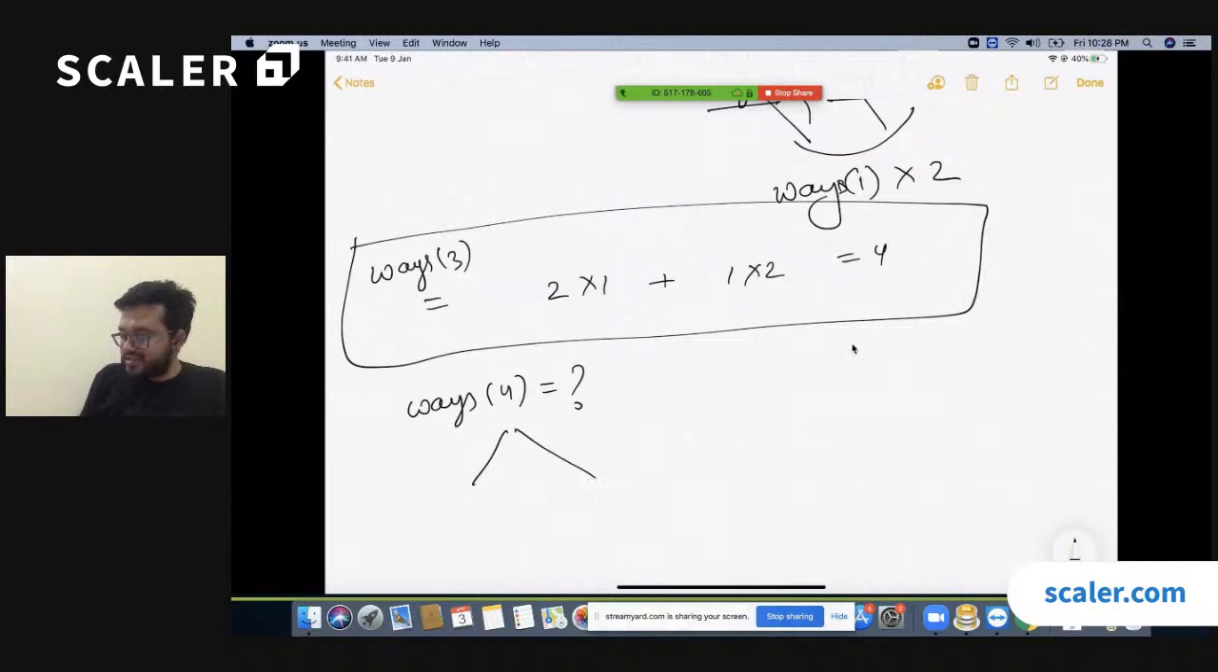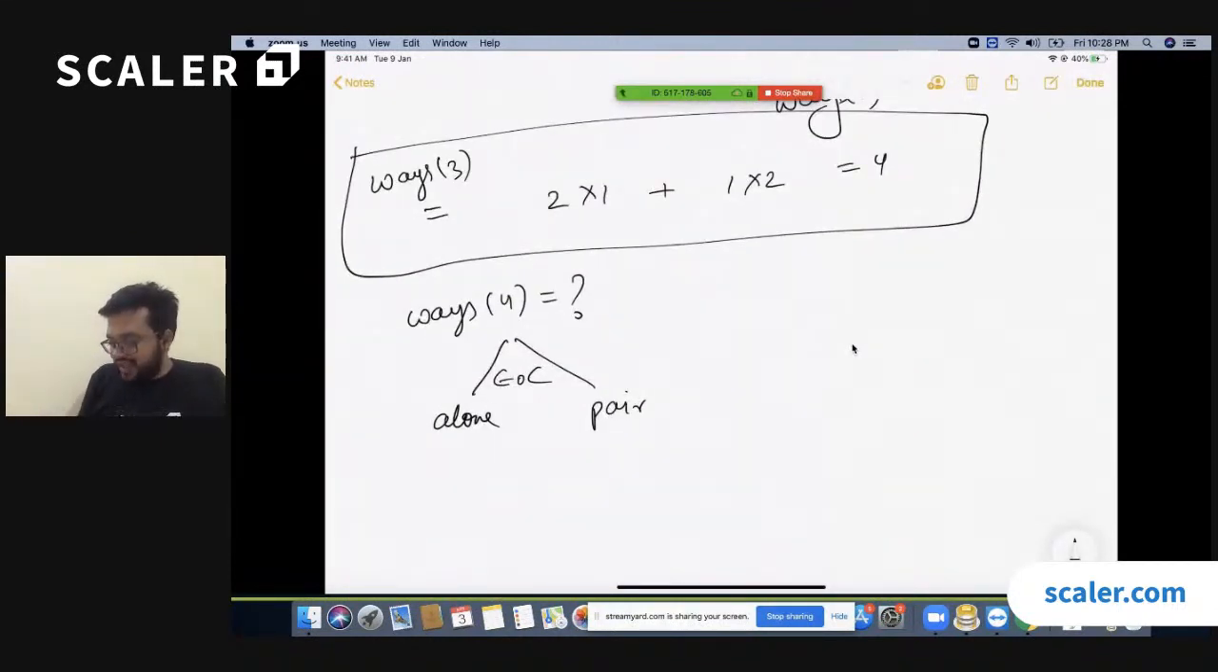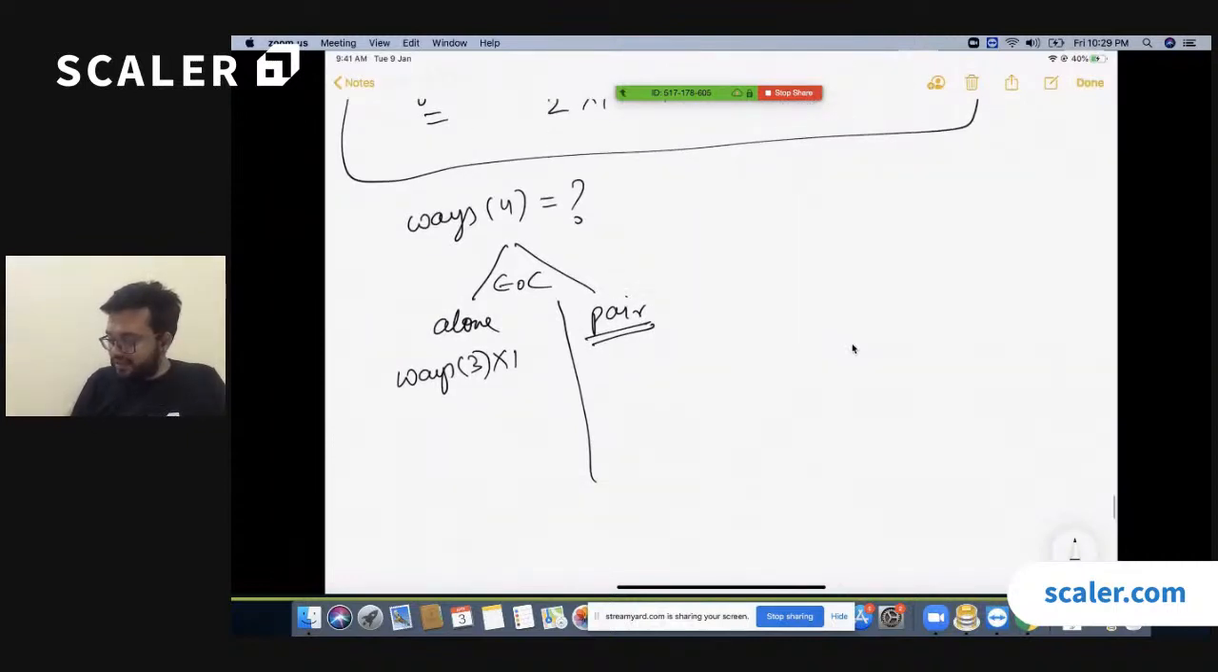Again, look at the element of choice. The fourth person can either enjoy alone, or pair up. If the fourth person enjoys alone, there are 3 people remaining in the party. Whatever ways they can enjoy, let them enjoy. I will just tag along, and you just multiply it by 1. The other option was to pair up. He could have paired up with the first person, or the second person, or the third person. If he pairs up with the first person, the first and fourth persons are gone, 2 people are remaining in the party. They will enjoy the party in ways 2 ways.